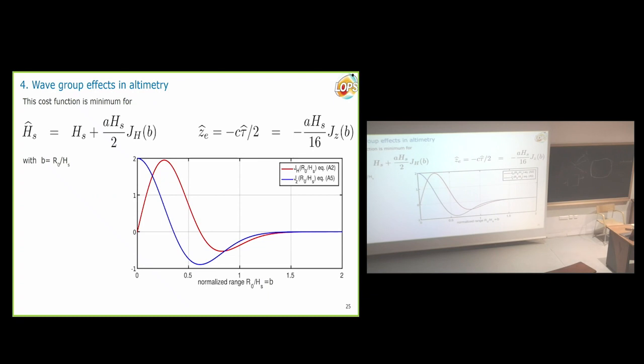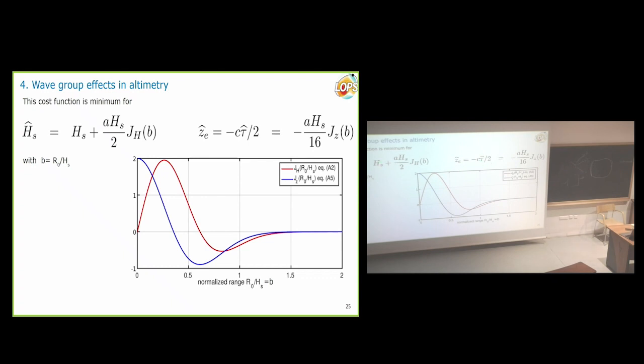And with the least square, with this perturbation, what you find is that the wave height the altimeter estimates is the true significant wave height plus some effect of the perturbation with these A and B coefficients. So again, A is the amplitude of my perturbation of the group, and B is the distance where the perturbation is compared to the nadir. So that's some kind of normalized range. So this is at nadir, this is away from nadir. And so you can do the same for the sea level.